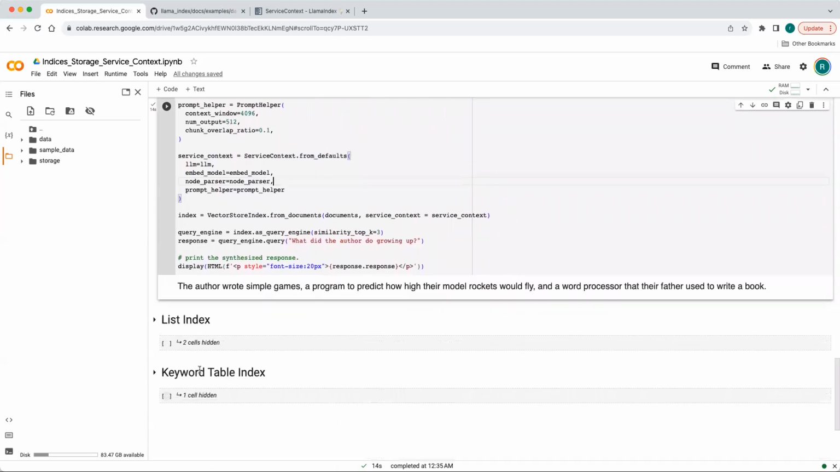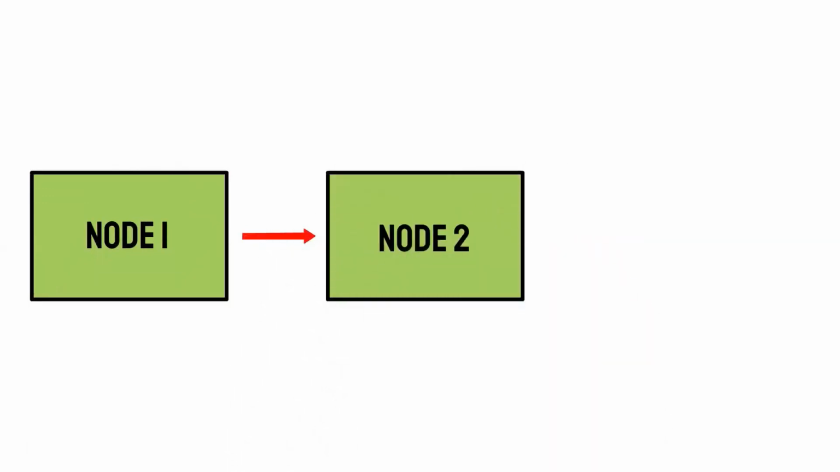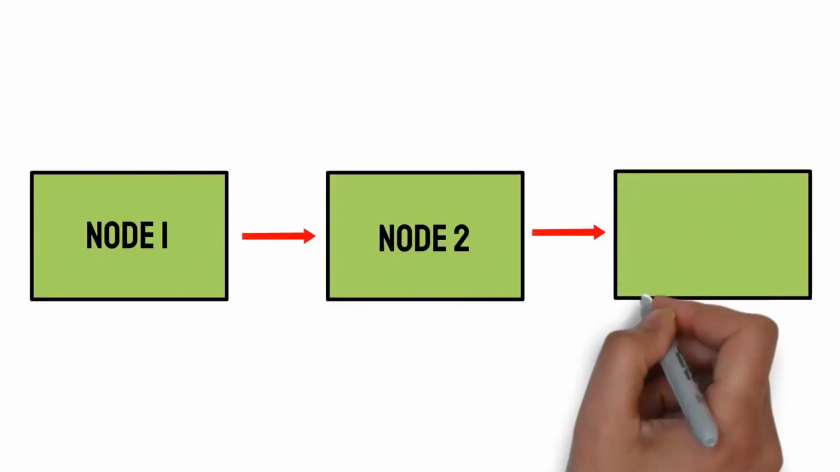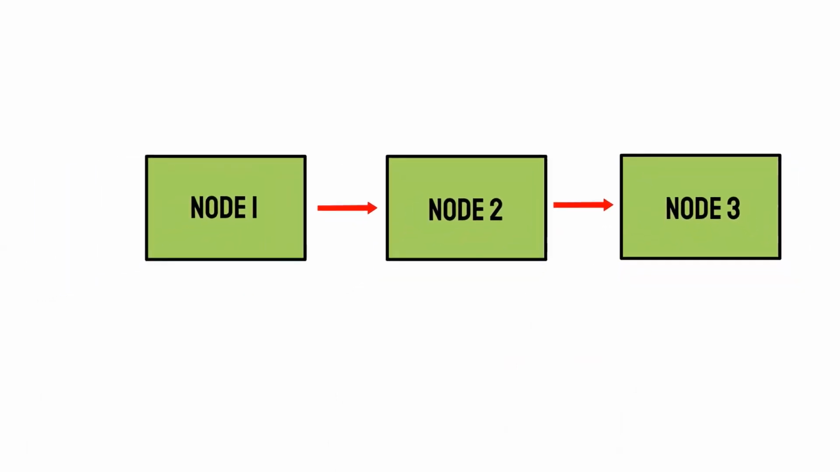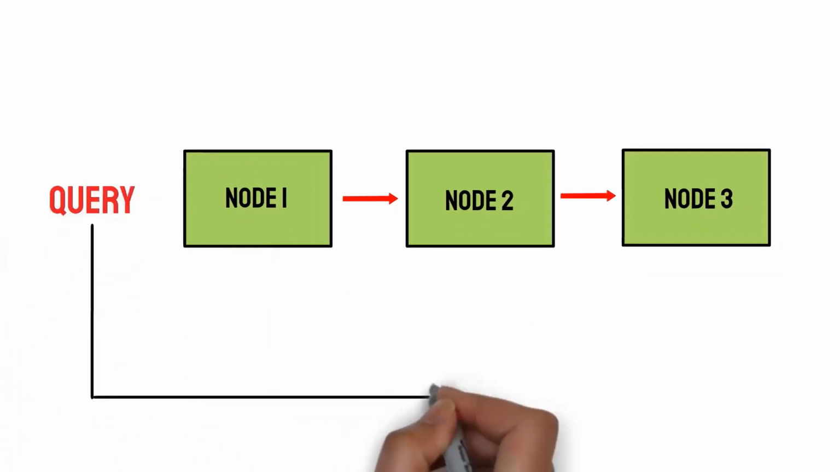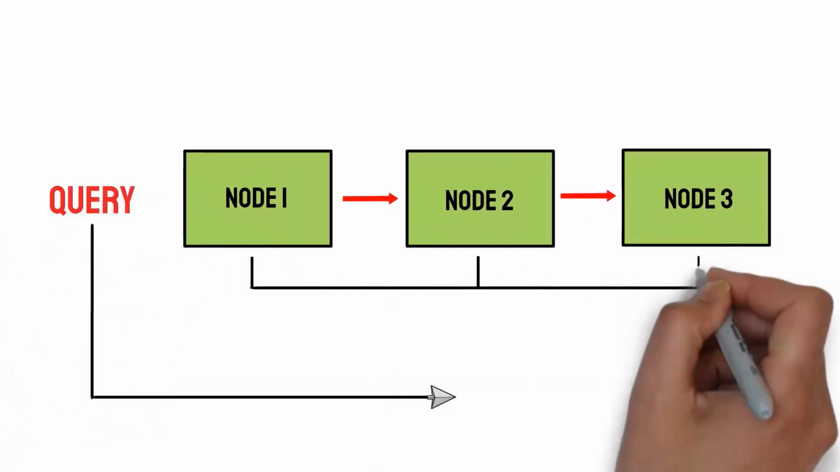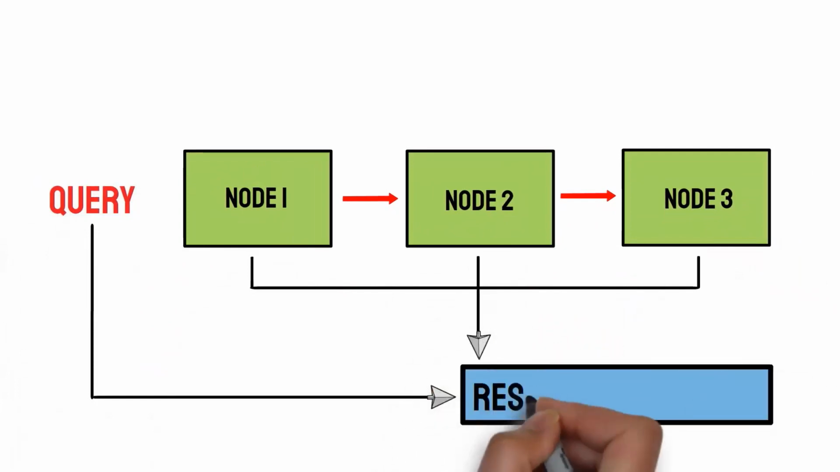And next we'll go through two other indexes, which are ListIndex and KeywordTableIndex. The ListIndex segments the given data into distinct sets of nodes and links them in a sequence. When a query is made, if no additional parameters are specified, LlamaIndex straightforwardly loads all nodes in the list index into the response module.